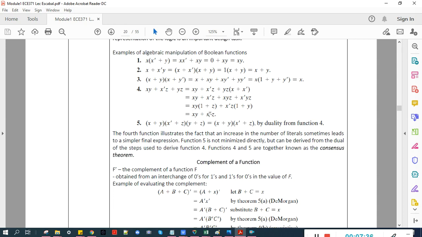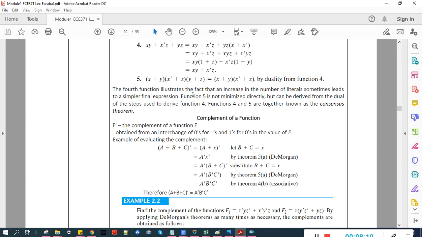So the dual form of this xy + x'z is, instead of AND, we use OR. So x + y, then instead of OR, we use AND. Then instead of AND, we use OR. So the answer for number 5 using the duality property is the quantity (x + y) ANDed with the quantity (x' + z).